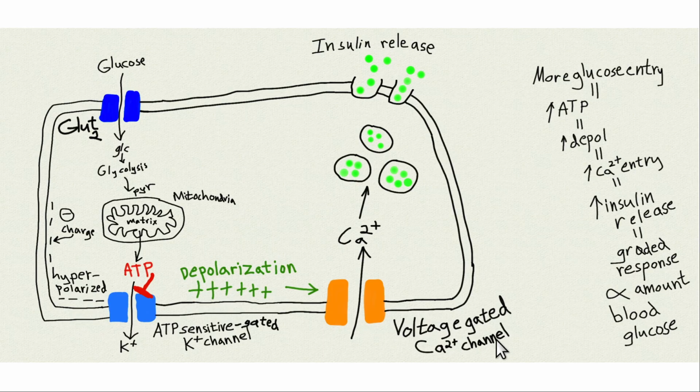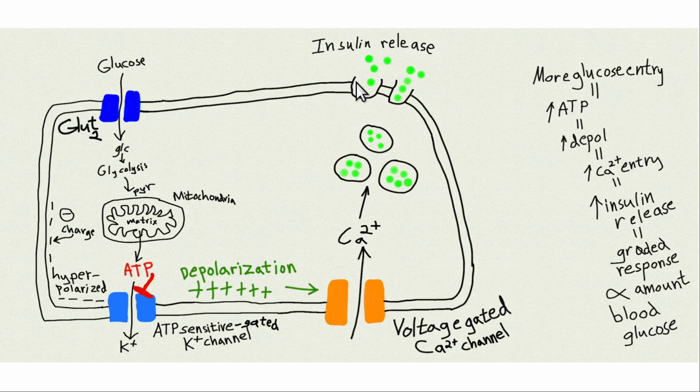And then you have a voltage-gated calcium channel. So in a sense, you depolarize this membrane. And now the voltage-gated calcium channel is activated. This allows calcium to flow into the pancreas beta cell. When calcium flows into the pancreas beta cell, you have increased concentration of calcium in the cell cytoplasm. That causes the vesicles that have the storage of mature insulin to then travel to the plasma membrane and merge with it and to release insulin into the blood.